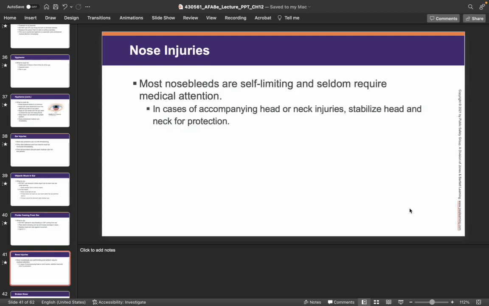All right. So nose injuries. Moving on from ear injuries. Most nosebleeds are really not a big deal. I mean, most of us have probably had a nosebleed. It stopped and you were fine. Okay. In cases where there are other injuries, especially to the head or neck, then we're going to take it a little more seriously and get it taken care of.